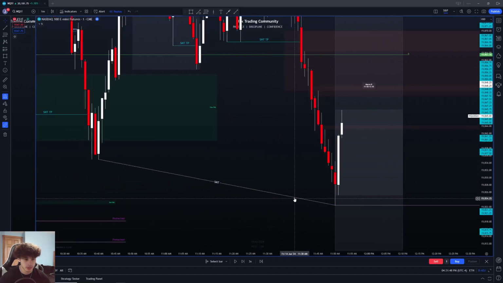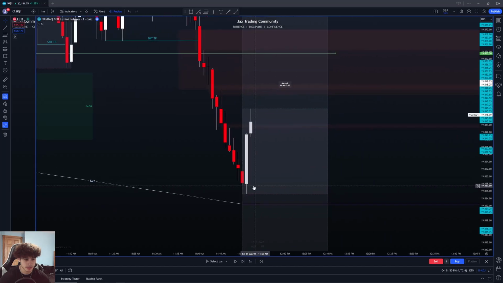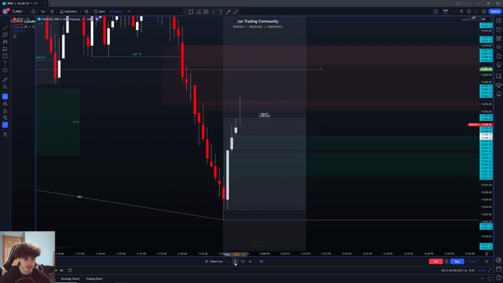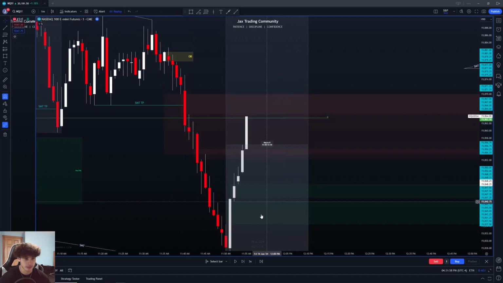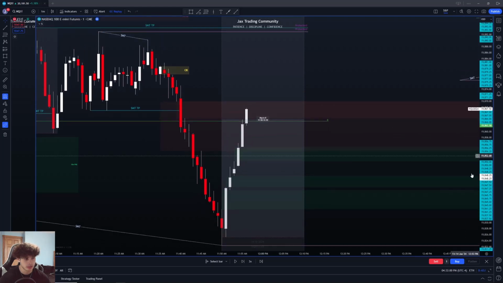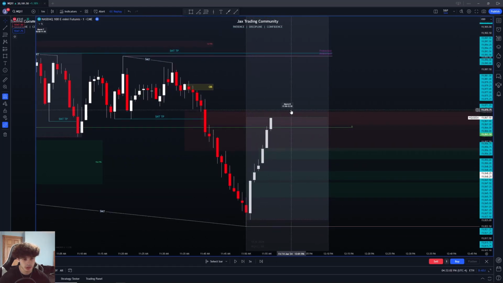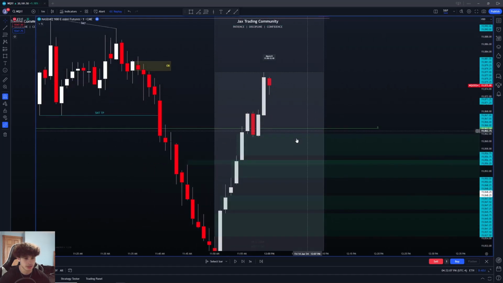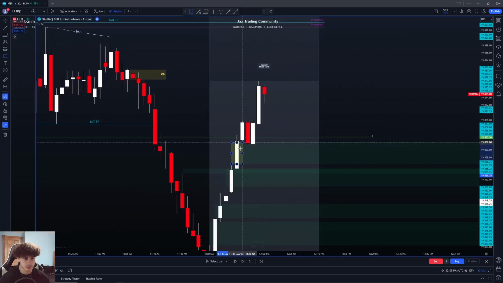So with this macro, you can see right when we enter the macro, we have displacement up. I do want to see us come down and tap into this fair value gap. If we tap into this fair value gap, or any fair value gap that we tap into, I would take a trade. The only problem is that we could be so bullish right here that we may not even want to tap into anything. So right here, this is the first thing that we tapped into.